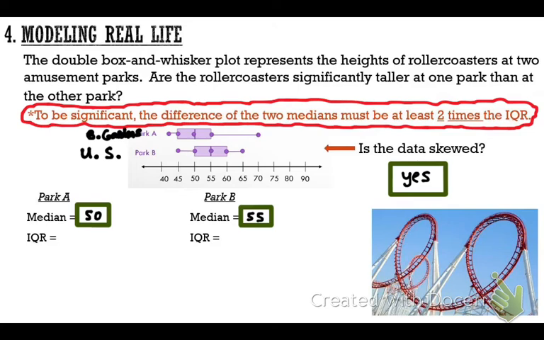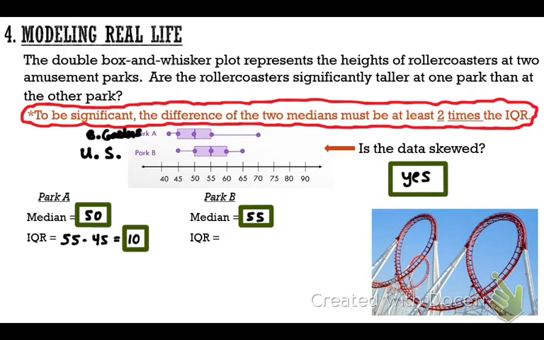So guys, what numbers am I subtracting? 60 and 55 and 45. 55 minus 45. Nasir, what's that answer? 10. Okay, so they have an IQR of 10. Basically what that's saying is those roller coasters are about 10 feet different in height. 50% of those roller coasters are.